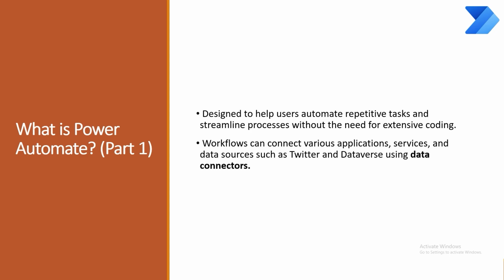Workflows can connect to various applications and services, such as Twitter and Microsoft Dataverse, using data connectors. There are various data connectors that you can use with Power Automate, so you can link up all of the different tools and applications you use to Power Automate and streamline processes within one unanimous application. So what are some examples of data connectors in Power Automate?